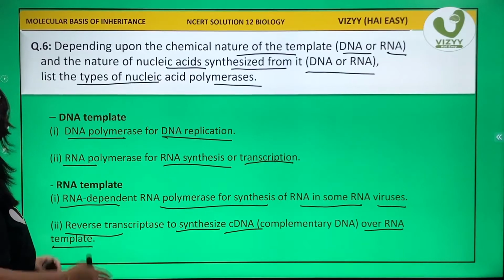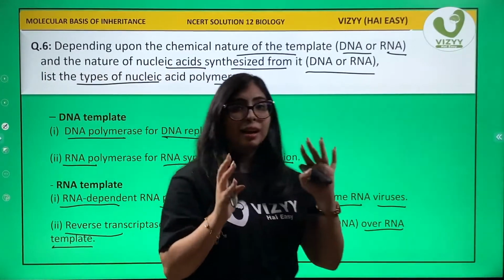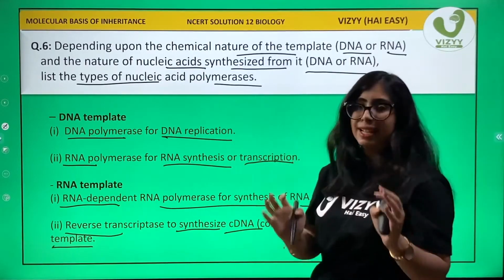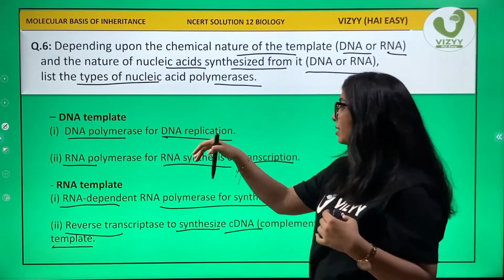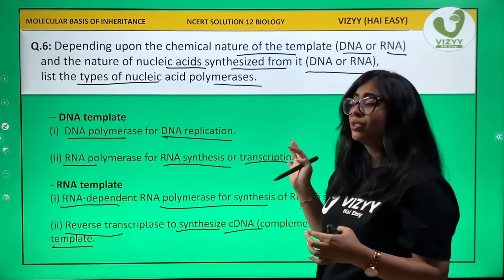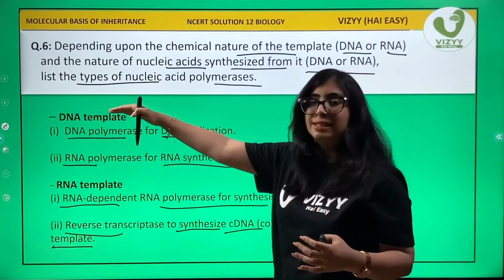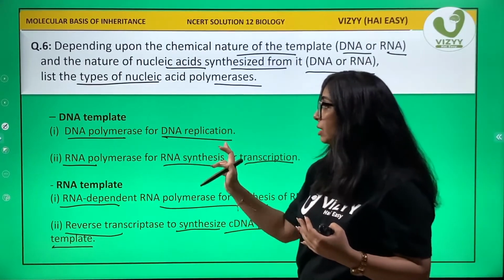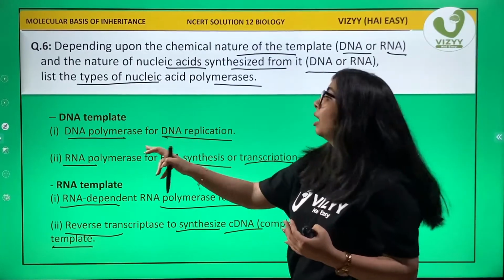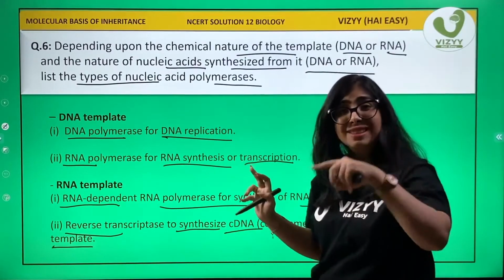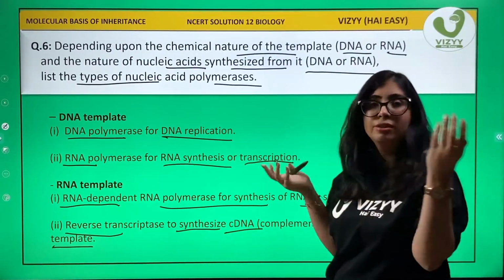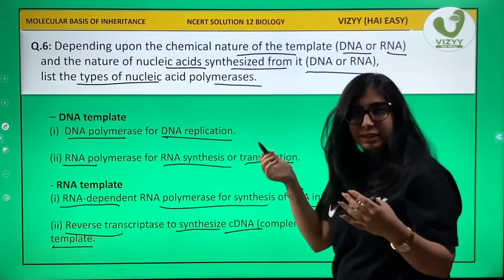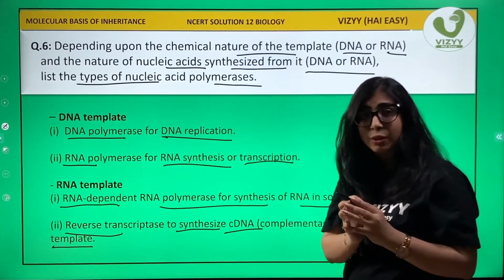Okay, so these RNA and DNA polymerases are enzymes which take part in processes like replication and transcription. So in DNA template, the polymerases which are used are DNA polymerase for DNA replication, RNA polymerase for RNA synthesis or transcription. Now, RNA templates, in RNA template, which sort of polymerases are used?